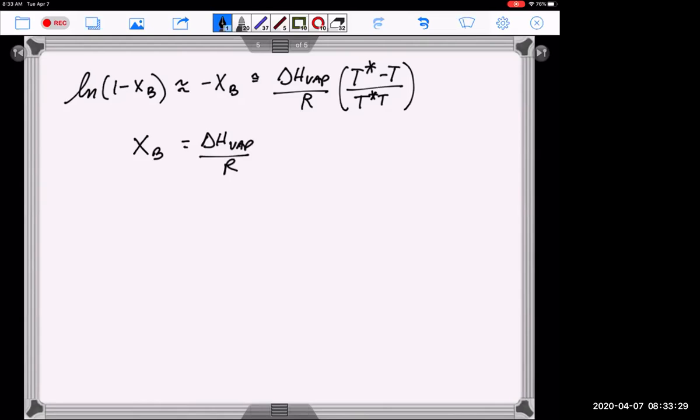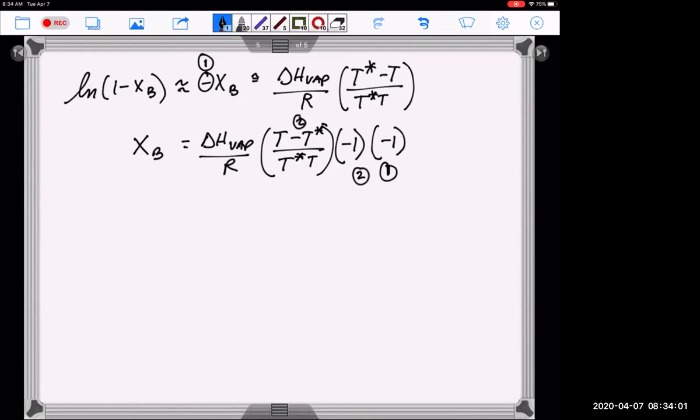Why? Because what we're going to do is say T minus T star, that's times a minus 1, and then we get another minus 1 from this one. So the first, I'll put a 1 here. The first minus sign is from the sign of minus, is the sign of xb. And then the second minus sign is by reversing T and T star in the numerator here.